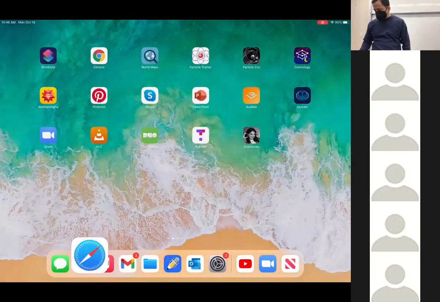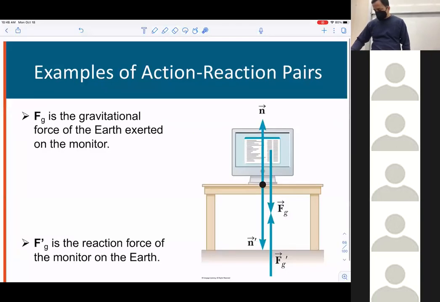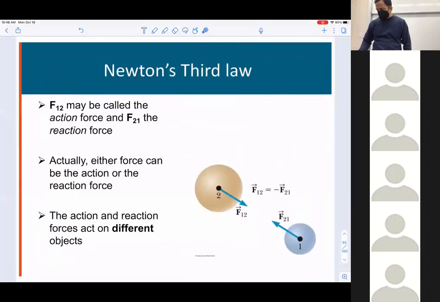Let me just take a moment to address this. One answer for why it was false is that the 5 kilogram object and the Earth are both exerting the same equal and opposite force on each other, just because that's Newton's third law. If the Earth is exerting a force on the 5 kilogram object, the 5 kilogram object has to exert an equal and opposite force on the Earth.